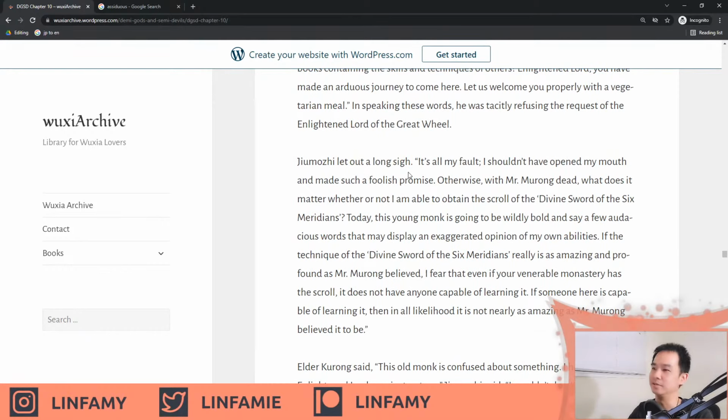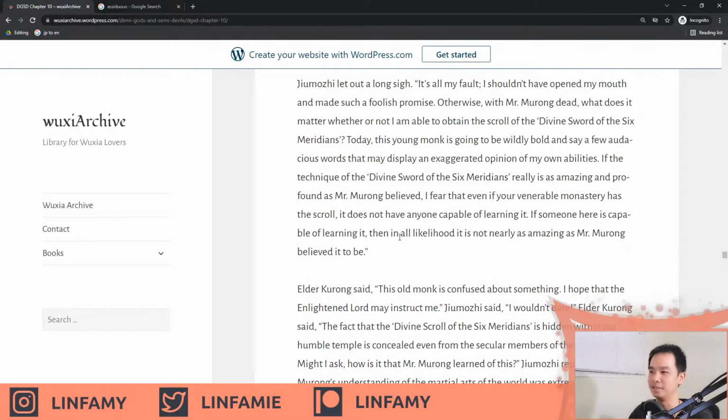Jiamozu let out a long sigh. Let's see what he does. It's all my fault. I shouldn't have opened my mouth and made such a foolish promise. Otherwise, with Mr. Murong dead, what does it matter whether or not I am able to obtain the scroll of the divine sword of the 6 meridians? Today, this young monk is going to be wildly bold and say a few audacious words that may display an exaggerated opinion of my own abilities. If the technique of the divine sword of the 6 meridians really is as amazing and profound as Mr. Murong believed, I fear that even if your venerable monastery has the scroll, it does not have anyone capable of learning it. If someone here is capable of learning it, then in all likelihood it is not nearly as amazing as Mr. Murong believed it to be. That's like a very polite insult.